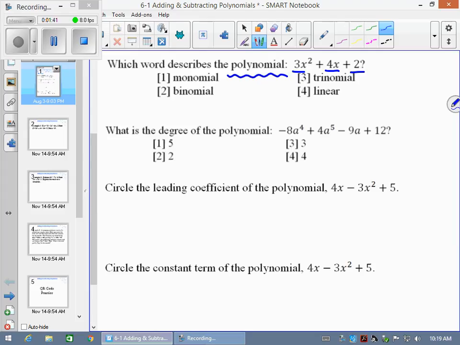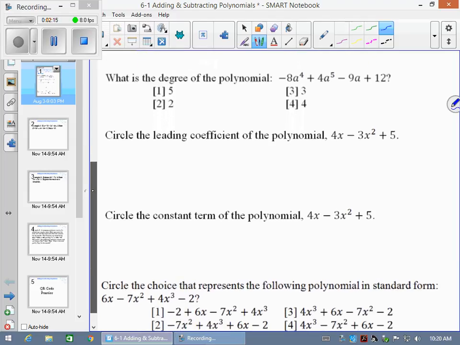Polynomial is the umbrella term that describes an expression of terms. However, if I know the amount of terms in the polynomial, again, I can use a more specific name for certain types of polynomials. A monomial would be if there was one term. So that's not the case here. A binomial would be 2 terms. Again, not the case. A trinomial is a polynomial with 3 terms. So choice 3 does accurately describe that polynomial.